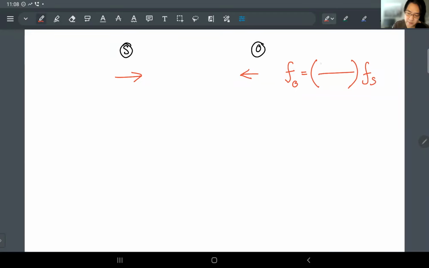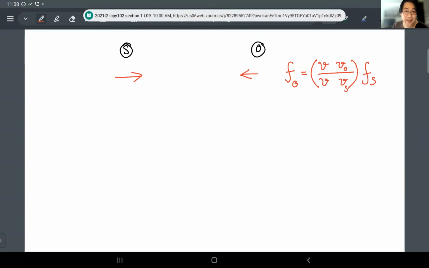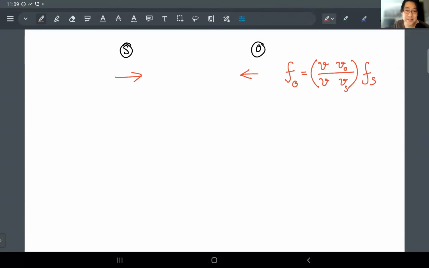The one on top is the speed of sound, and eventually you're going to compare it with the speed of the observer. Down here is also the speed of sound, V, and the speed of the source. So the only thing that you need is just picking the correct sign. You see what I'm trying to get to here? It's just getting the sign correct.